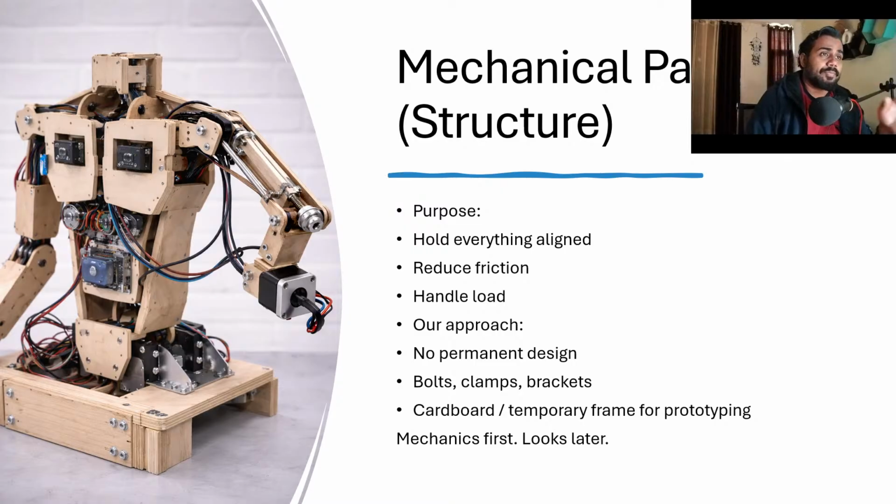Handle load. So the purpose of the mechanical part is to hold everything aligned, reduce friction, handle load. Our approach is no permanent design, just bolts and clamps like this. This is a box for your shoulder movements. There are different types of gears, planetary gears, specially designed gears that give you more and more control. We will use the most basic ones for this prototyping. Bolts, clamps, brackets, cardboard, a temporary frame for prototyping, mechanics first.